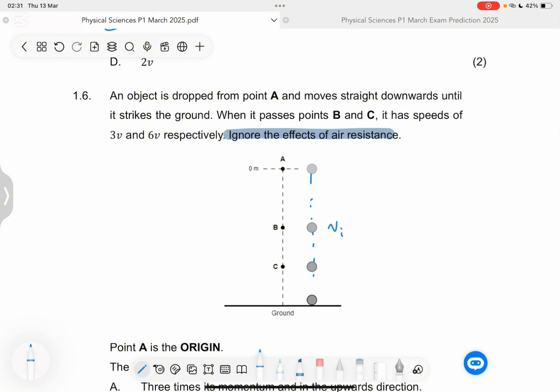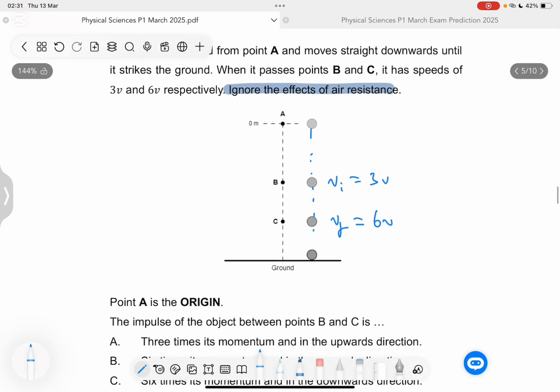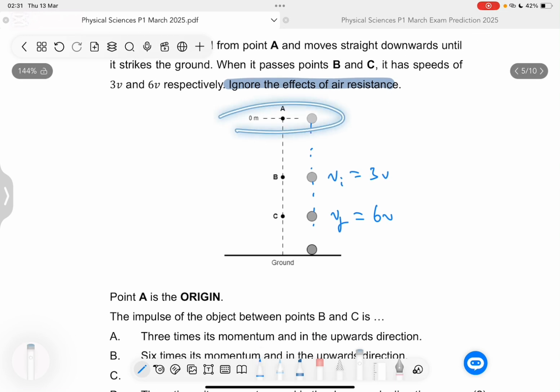I'll call it initial velocity because from here to here it changes. So the initial velocity here is going to be equal to 3v, and remember the velocity is increasing as it goes downwards because the acceleration and the velocity are in the same direction. The force of gravity is going downwards, so it's pushing it downwards. So that's why it moves from 0 and increases, and this makes sense that we'll have a velocity of 6v. Now they say point A is the origin. I think I noted that when I was reading the diagram.